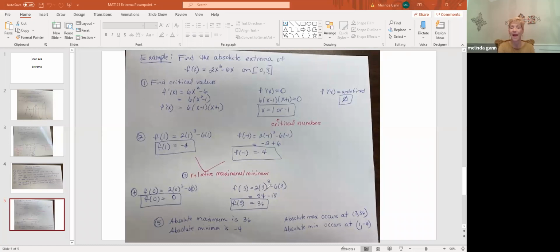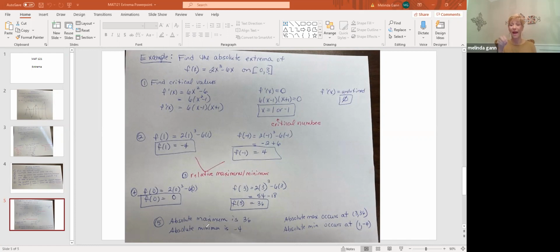The biggest one's my absolute maximum. So the biggest y value is 36. So my absolute maximum is 36. See, it's a y value. Okay. My smallest one, well, the smallest one is my -4. So that's my absolute minimum.